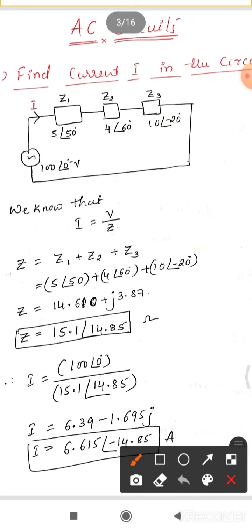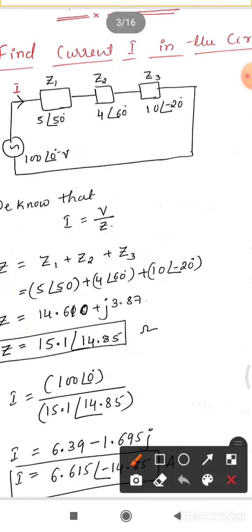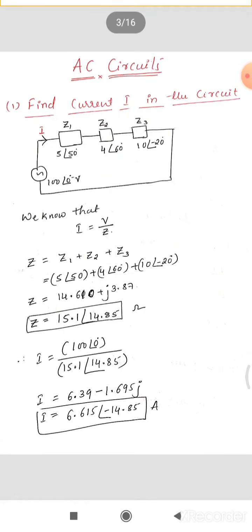So in this circuit, we have to calculate I is equal to V by Z. V, they have given, that is 100 at an angle 0 degree volt. Now the impedance Z: there are three impedances, all connected in series. Let's calculate the equivalent series impedance, that is just the addition of all three: 5 at an angle 50 plus 4 at an angle 60 plus 10 at an angle minus 20. Be careful while writing this, always put these values within brackets, so that it gives you accurate results.